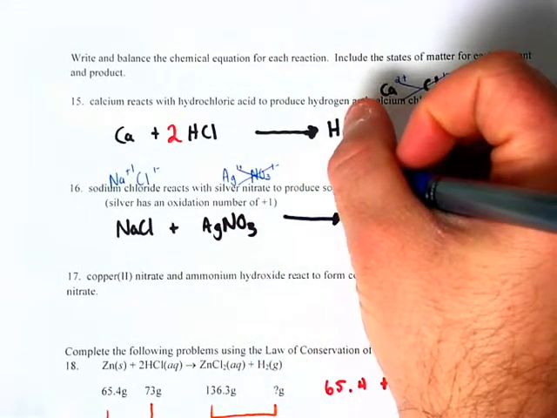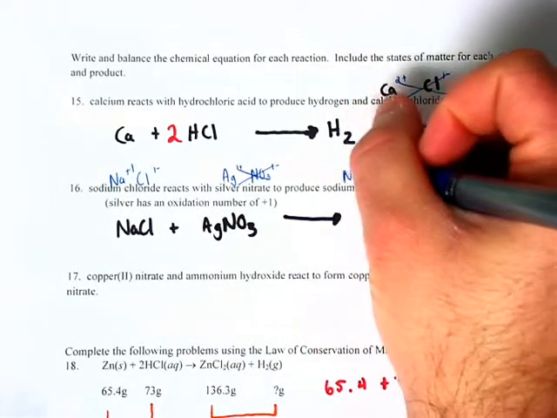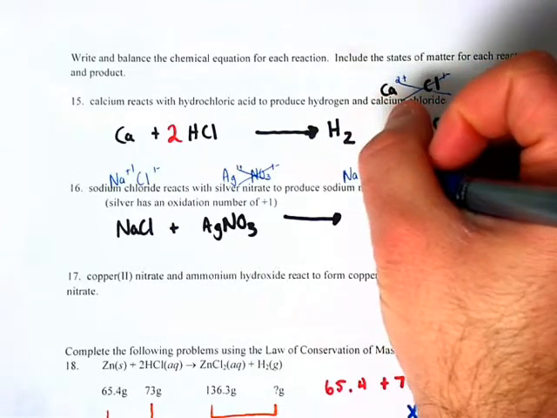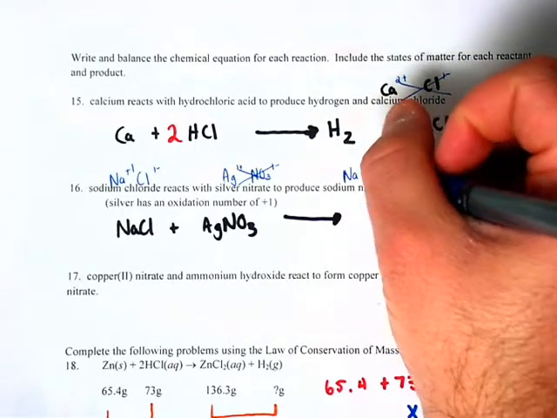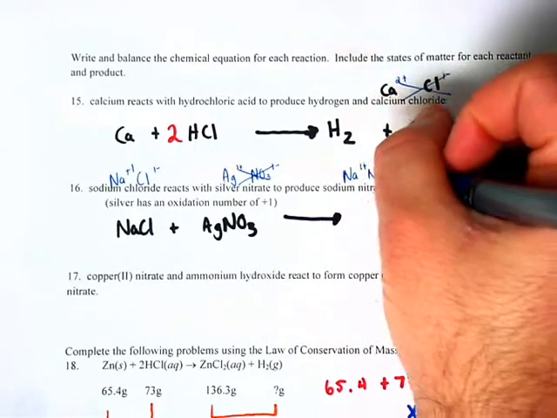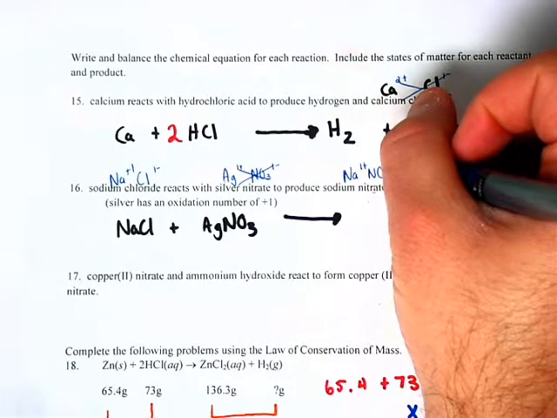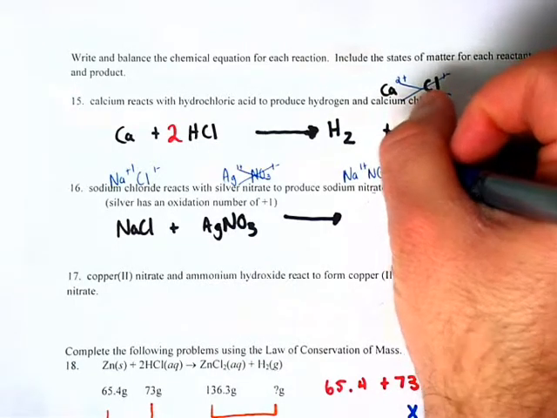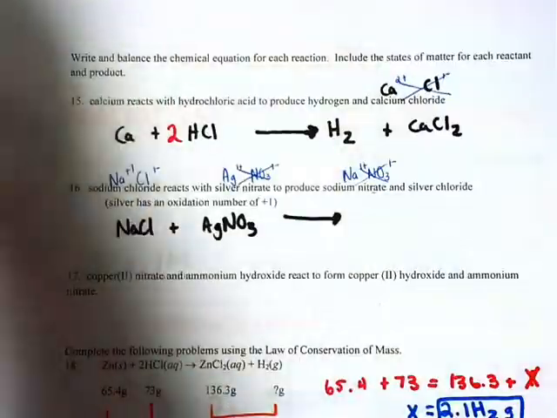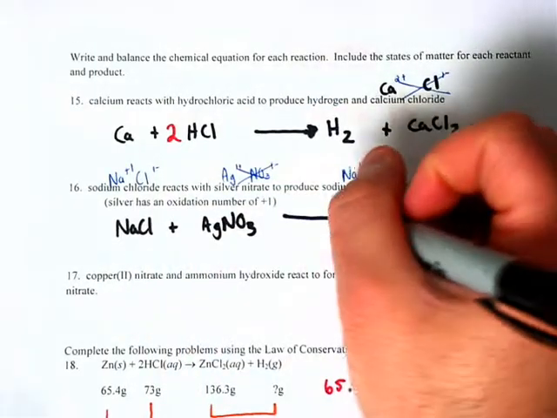What was sodium again? What's its charge? +1. What's nitrate? Very good, and its charge? 1 minus. So we do the crisscross, and what is our sodium nitrate? It's NaNO3, right?